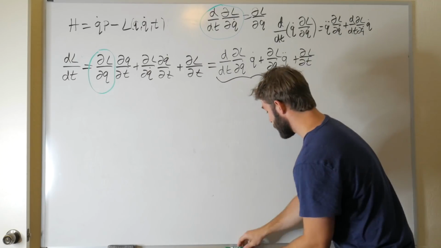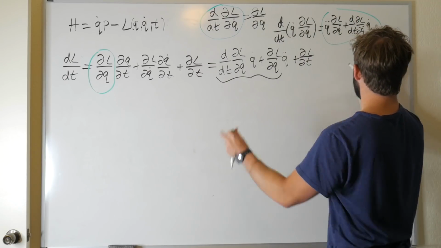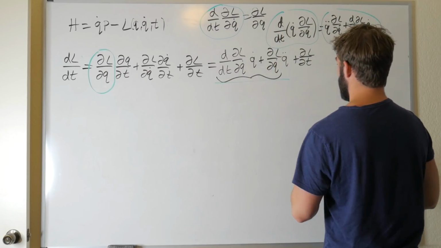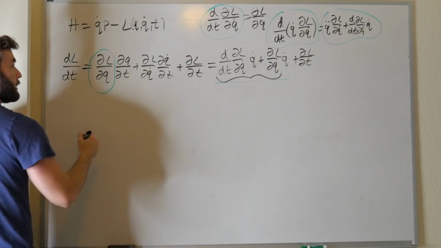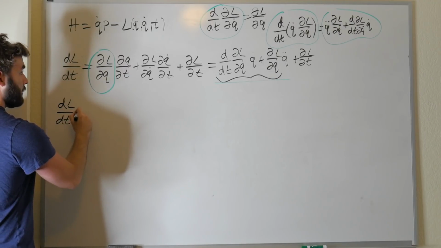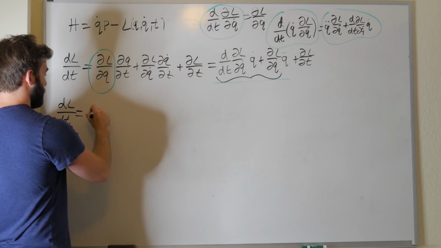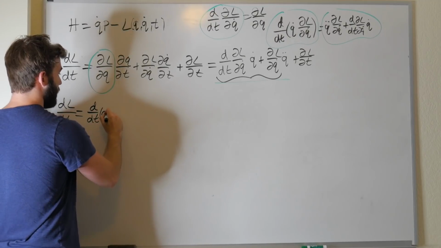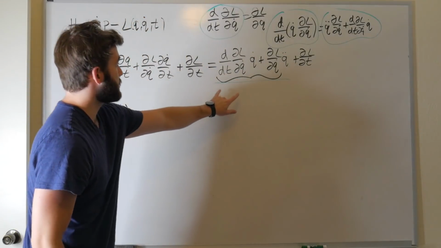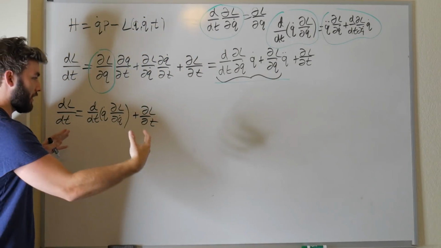Okay, so now we're going to substitute this littler bad boy into this one. Let's go ahead and write everything out. So we get dL/dt is equal to, now this product rule here, d/dt of q dot dL/dq dot, but this is then added to dL/dt. Perfect. Starting to get a little bit more compact again.